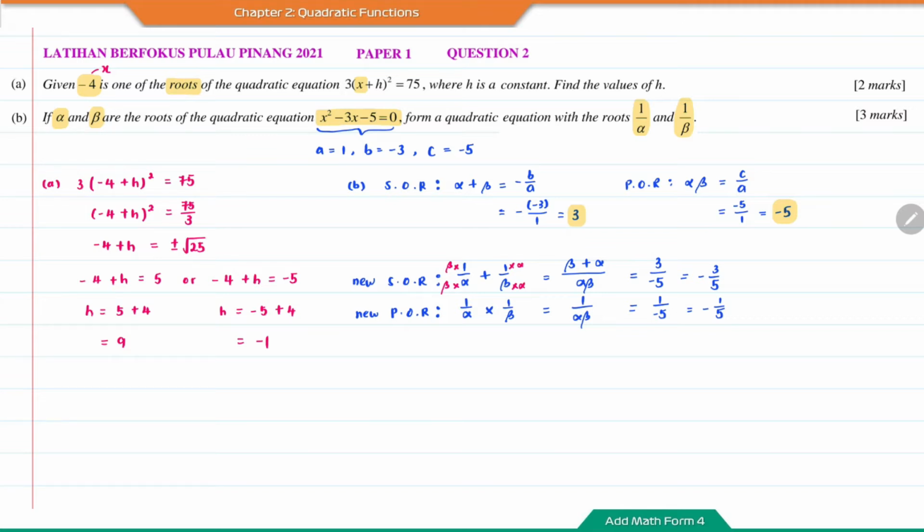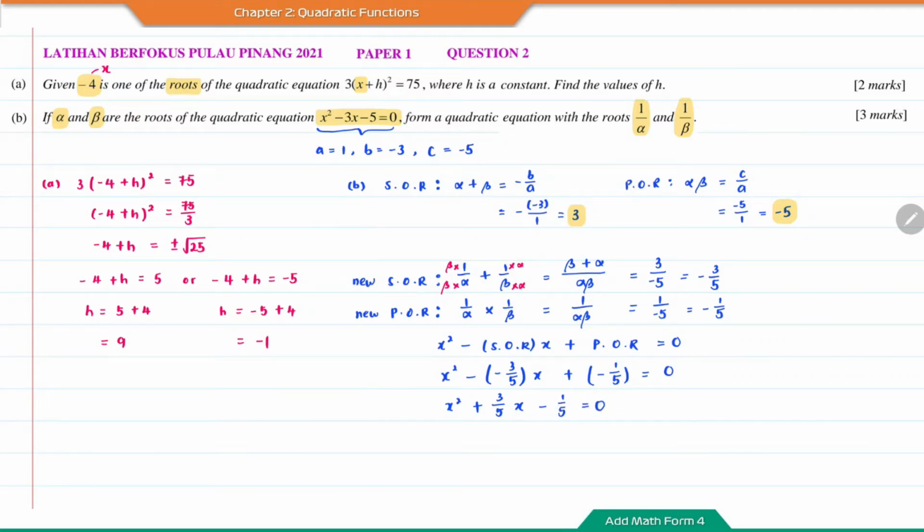So now we can form a new quadratic equation with the roots of 1 over alpha and 1 over beta. So it's going to be x squared minus the sum of roots x plus the product of roots equal to 0. So just substitute the sum of roots. In this case it will be negative 3 over 5 x plus the product of roots, which is negative 1 over 5, equal to 0. So here, negative negative will become a plus. Here will become a minus.